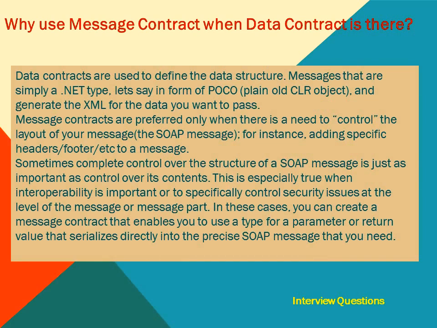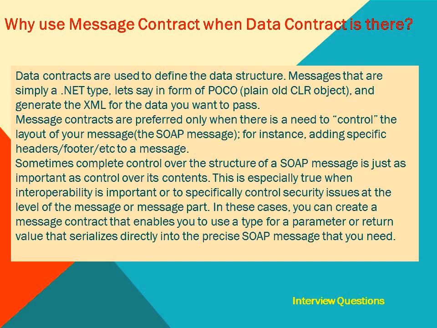Now the next question is, why use message contract when data contract is there? Data contracts are used to define the data structure of messages that are simple, like .NET types, let's say in the form of POCO, plain old CLR objects, and generate the XML for the data you want to pass.